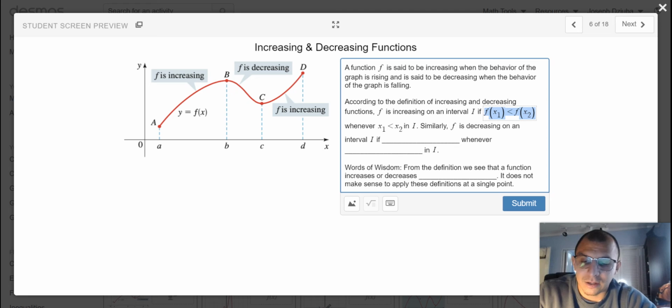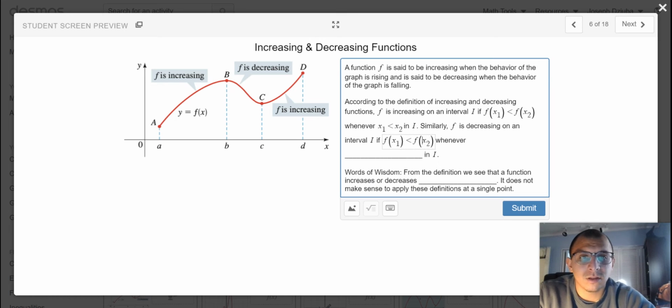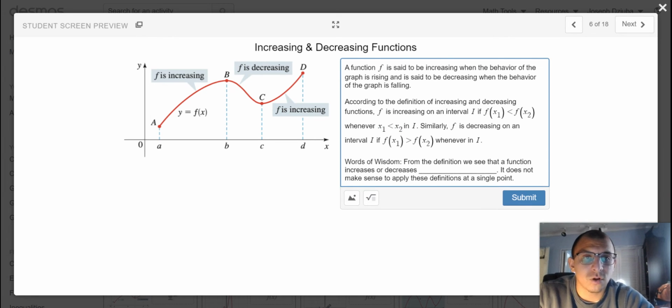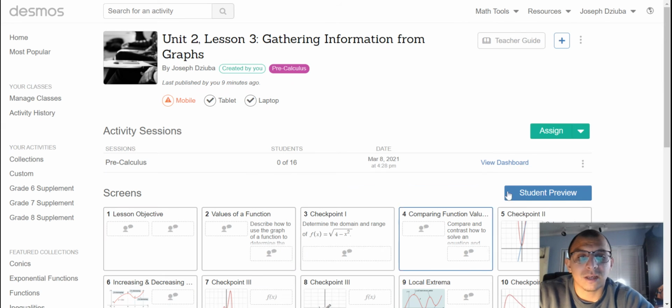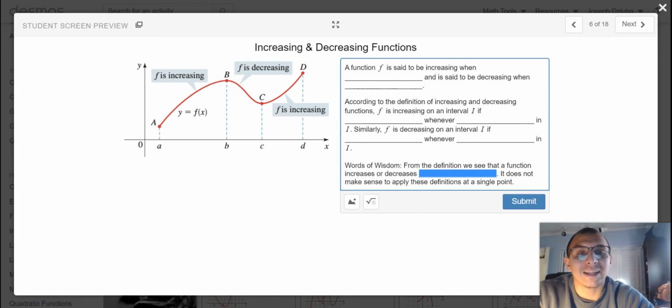And then obviously if we write the latter, where the first coordinate is greater than the second coordinate, still with the first coordinate coming before the second, we would say that the function is falling. Some words of wisdom from the definition: we see that a function increases or decreases on an interval.